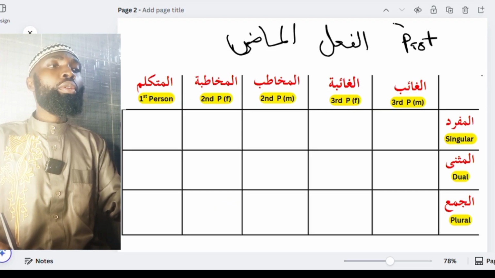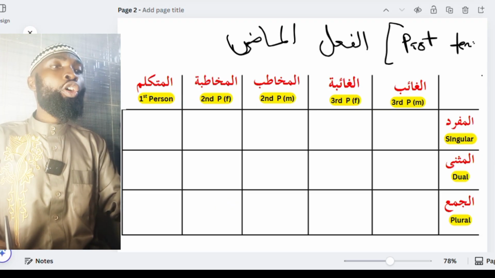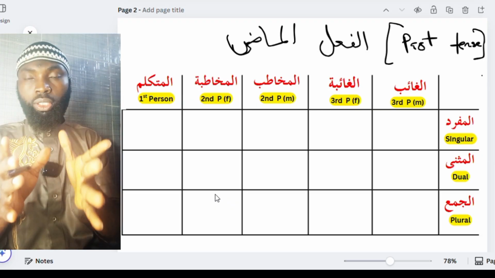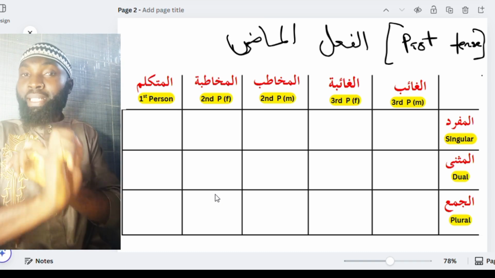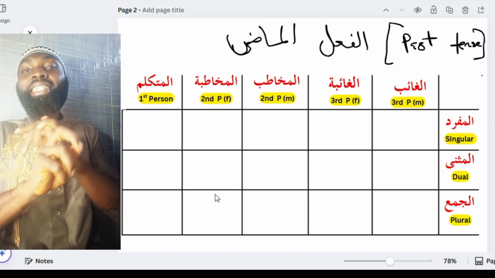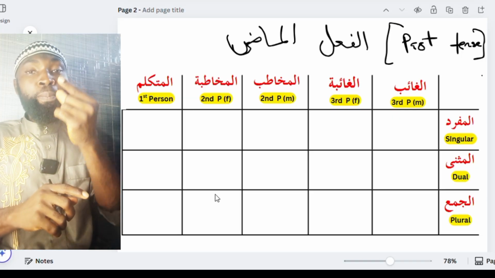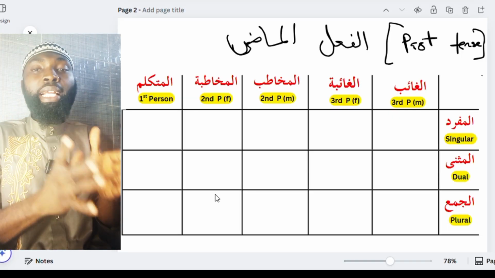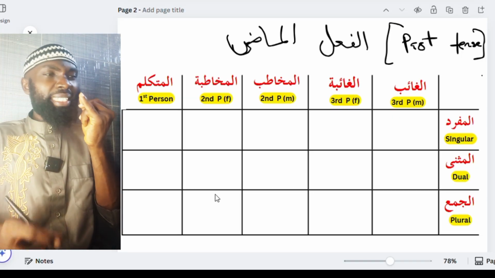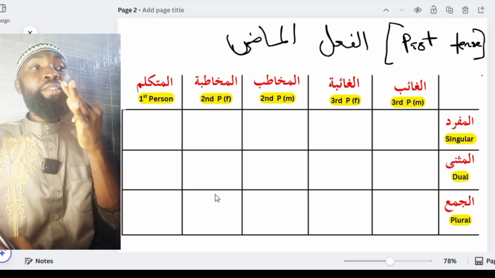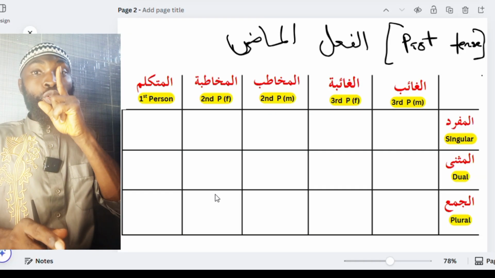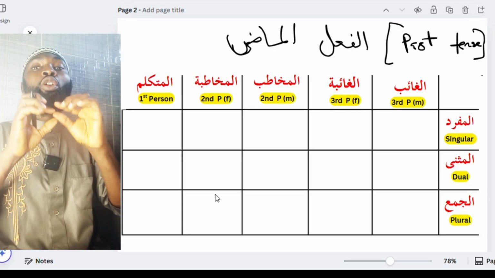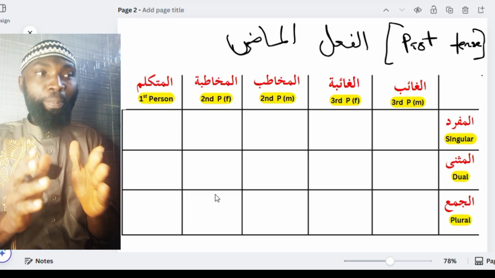So we all know that the past tense verb comes with different formations. What do we mean by this? We need to conjugate this in terms of the persons. Is it the first person? Is it the second person? Or is it even the third person? And we also need to conjugate this based on number. Is it singular, dual, or even plural? Then based on gender, male or female. So stay tuned from beginning to the end in order to have a grasp of this topic.